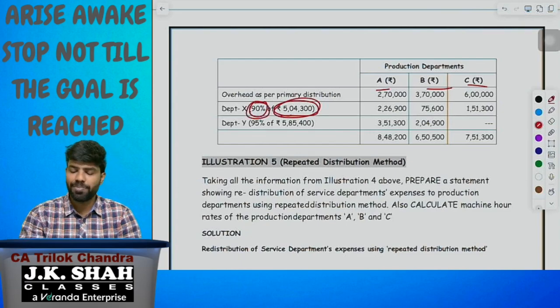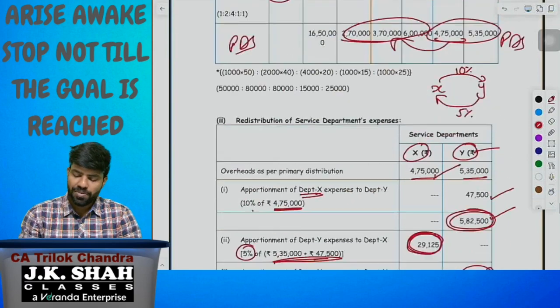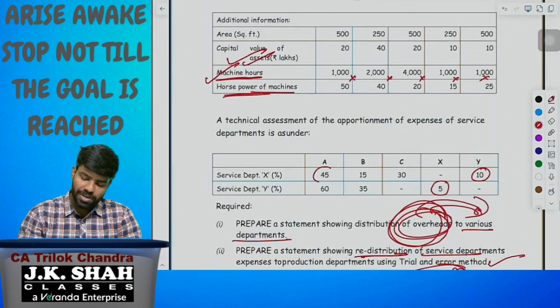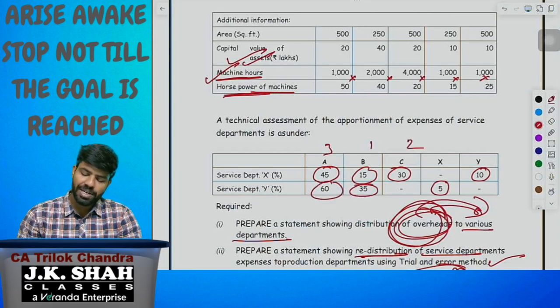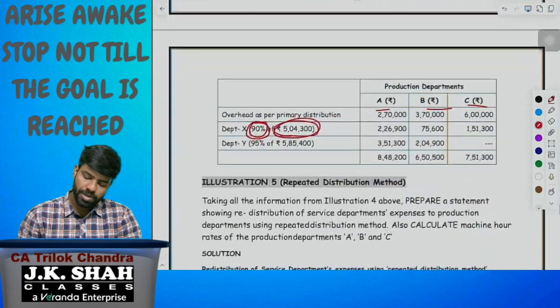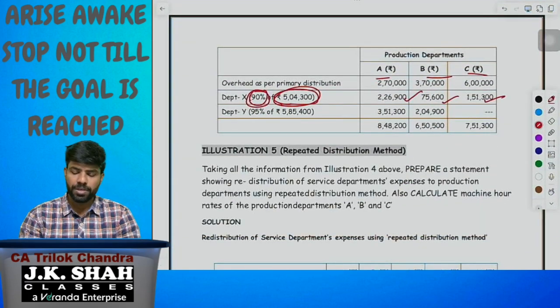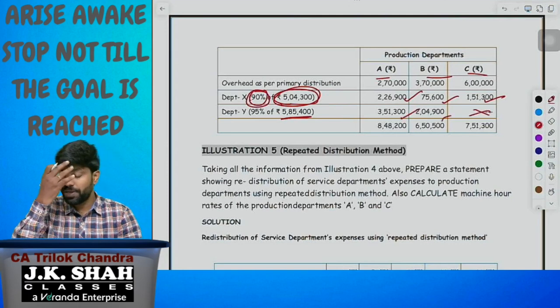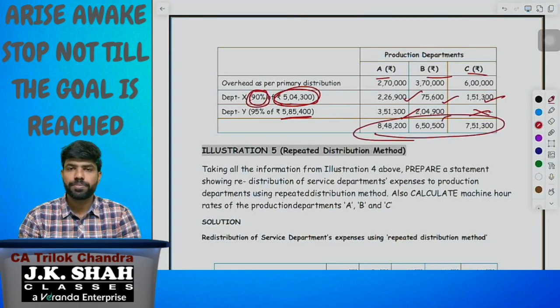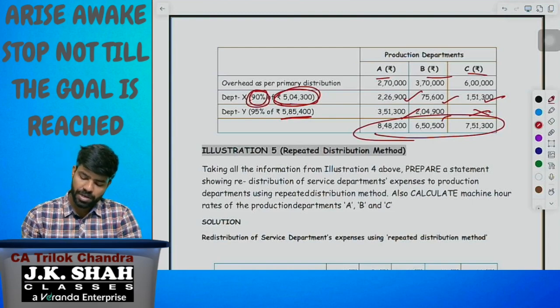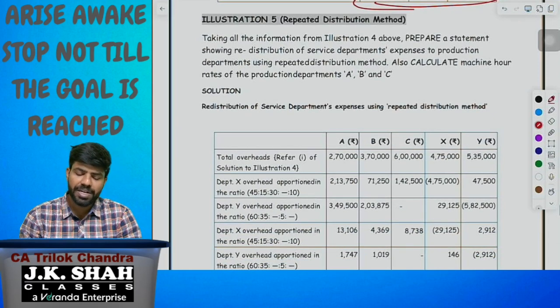But how is the 90% apportioned between A, B, C? What are the proportions given here? Look at here. 45, 15, 30. We can take it as 3 is to 1 is to 2. Here 60, 35, we can take it directly. When we come to Y department, 5,85,400 is apportioned between A, B, don't apportion to C. These are the total overheads given of production departments. All of you clear?